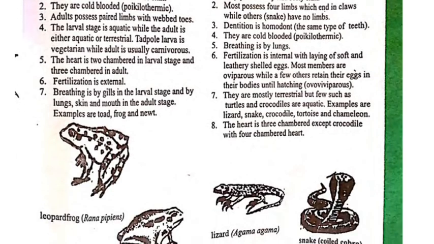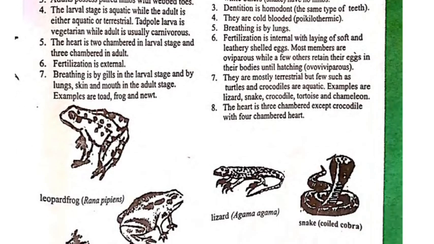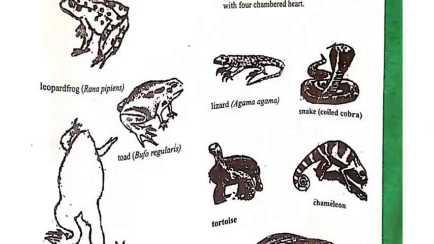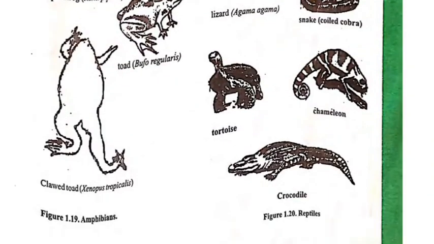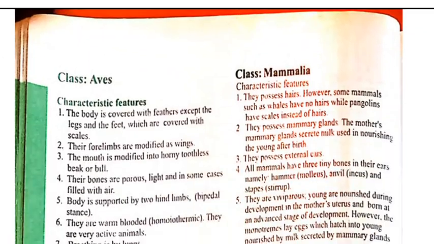Now they are mostly terrestrial, but a few such as turtles and crocodile are aquatic. Examples are lizard, snake, crocodile, tortoise, and chameleon. The heart is three-chambered except crocodile with four-chambered heart. So we have examples: lizard, snake, tortoise, chameleon, and crocodile.